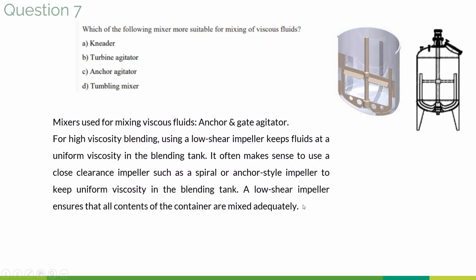But if you use a high shear impeller, you will have different viscosities at different points. You will have a different viscosity at the regions very close to the impeller blades, and at regions very far from the impeller blades, you will have a different viscosity, which is something that you don't want. You need to ensure that all the properties remain the same throughout the container. So for this, we use a low shear impeller that ensures that all the contents of the container are mixed adequately. An example of this low shear impeller is the anchor agitator or a gate agitator. So the answer to this question is option C.